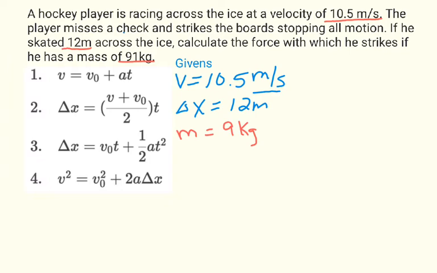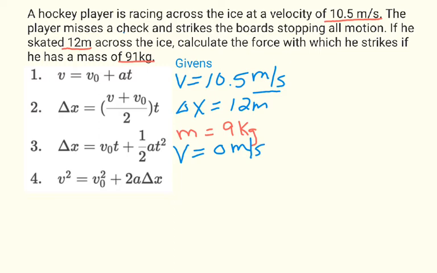Now, there's a couple other things here that are listed that may not be very obvious to you, but they are here. For example, it says here, strikes the boards and stopping is the key word, all motion. So if you're moving at some velocity and all of a sudden you stop, what does that tell you about velocity? Well, it tells you that some velocity is going to be equal to 0 meters per second, right? So that's my next given.